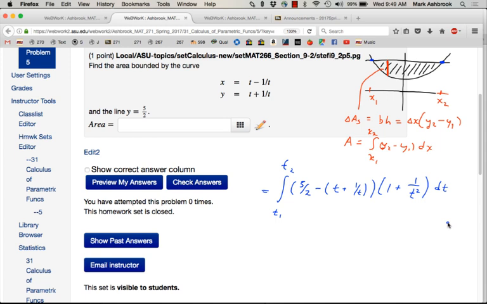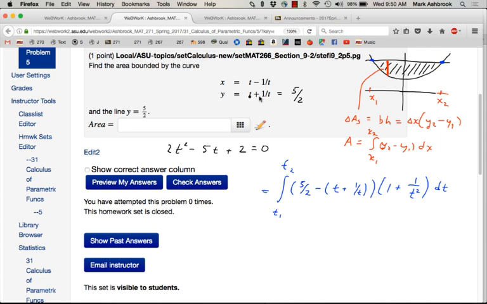Okay, so how do we get t1 and t2? How do we get these starting and end points? Well, what's true about this? X's are the same and y's are the same. So we want to know when y equals what? 5/2. Where does y equal 5/2? And that will be, so if we multiply by t, we get a quadratic. We get t squared. Let's multiply by 2t. So 2t squared minus 5t plus 2 equals 0.